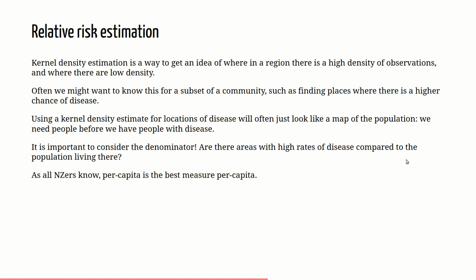But plotting the location of disease observations is no use for that, because in order to have a person with disease, you first need a person. So a map of people with disease is very, very similar to a map of people. So we've always got to consider what is the denominator, if you like. What is the thing that we're looking out of? What we really want when we look at a map of disease is to know where there is more disease as a proportion of the population. So per capita is essentially what we want.